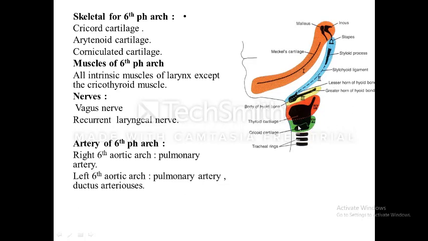الsixth pharyngeal arches اللي يمثل لي green colors. bone structures راح ينطيني cricoid cartilage, arytenoid cartilage and corniculate cartilage. then cartilage of the larynx منو راح ينطيني اياها؟ راح ينطيني اياها fourth and sixth pharyngeal arches. المسلز of the sixth pharyngeal arches راح تكون all intrinsic muscles of the larynx except cricothyroid muscles. النيرف راح يكون ال recurrent laryngeal nerve.